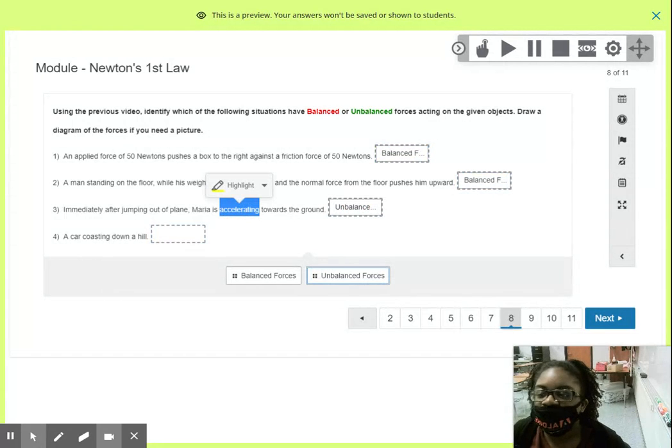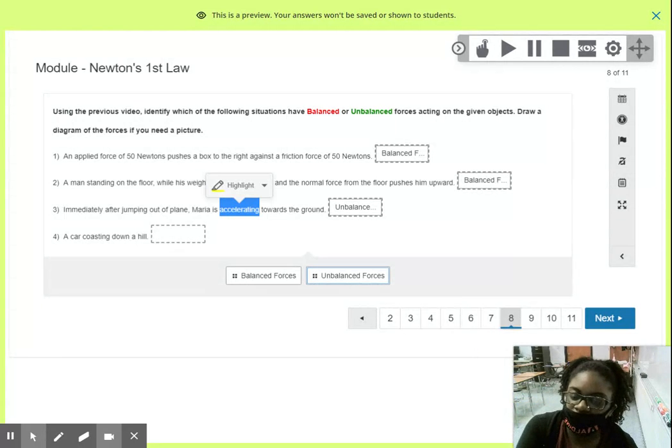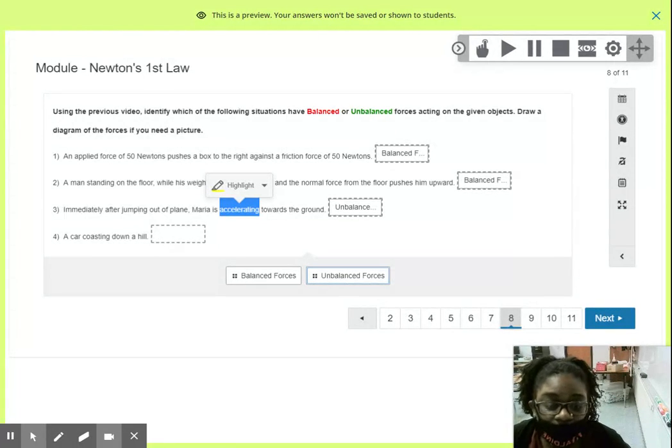The same thing for a car that is coasting down the hill. It's going down the hill. Gravity is applying that force to make that car continue down the hill. If you roll a ball down the hill, or if you roll down the hill, you should also feel your speed increasing as you go towards the bottom. That is an unbalanced force.